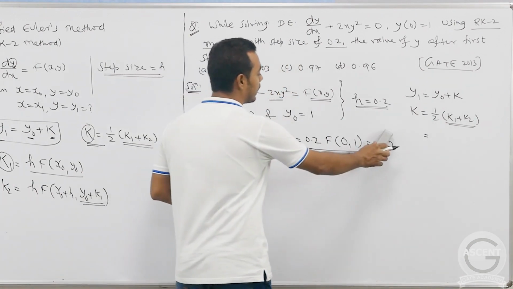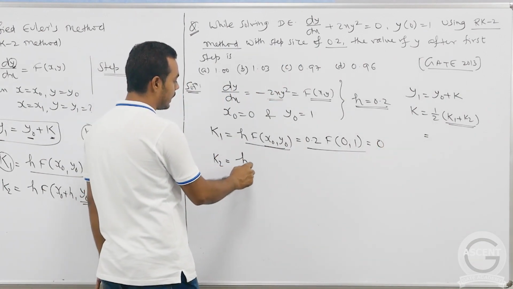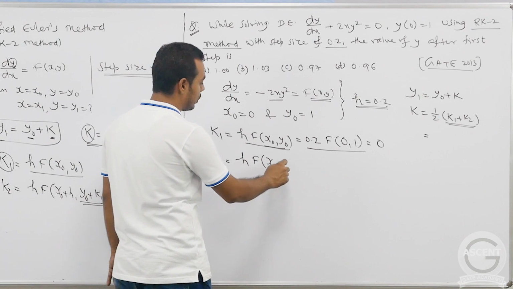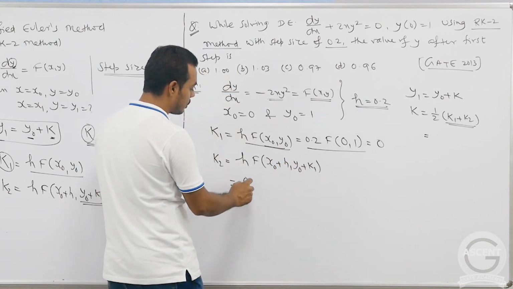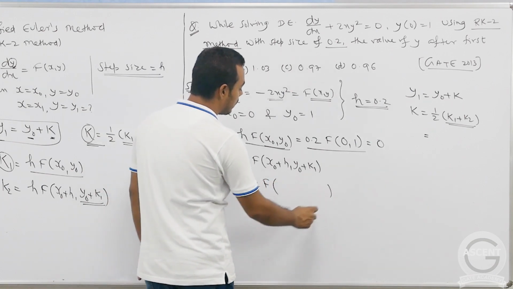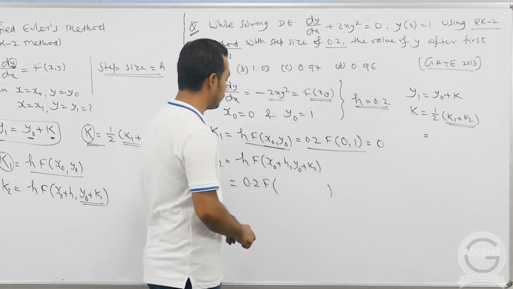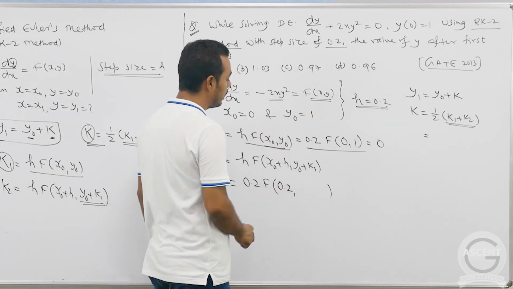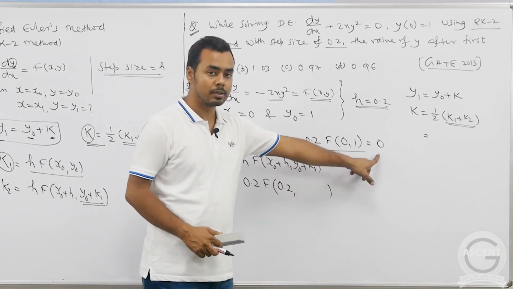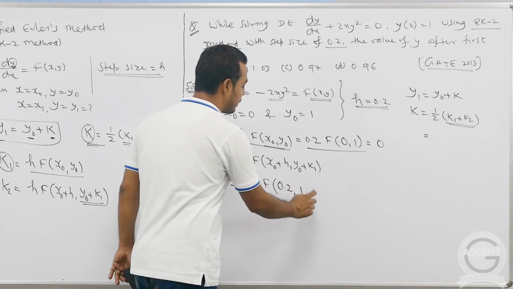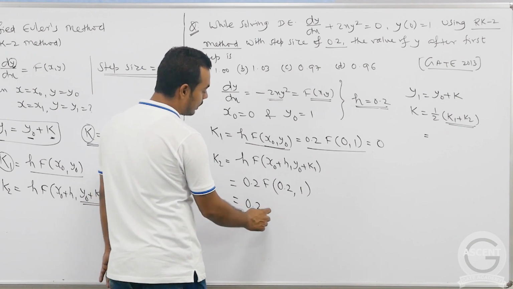Now we need to calculate k2. So for k2 the formula will be, k2 is h into f of x0 plus h, y0 plus k1. So in place of h we have 0.2, f of x0 plus h. x0 is 0, h is 0.2, so this will be simply f of 0.2, and here y0 plus k1, y0 is 1 and k1 is 0. So here we'll get 1. So this will be f of x0 plus h, y0 plus k1. So finally we'll get 0.2.